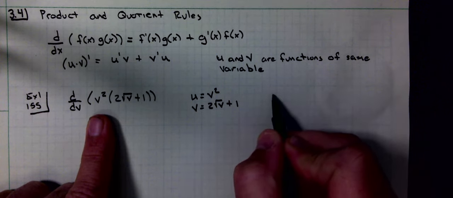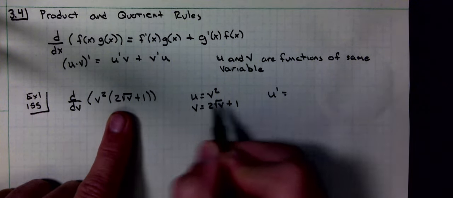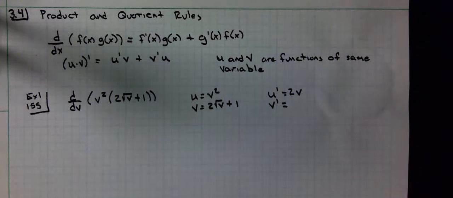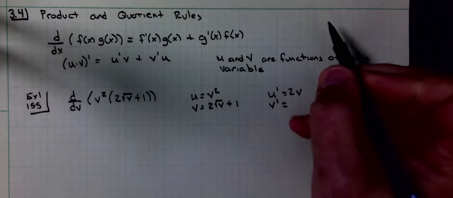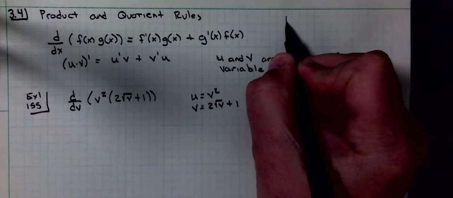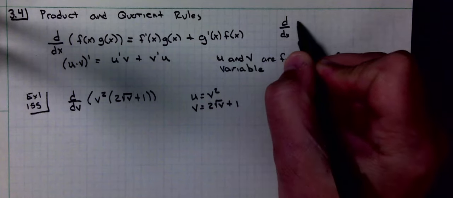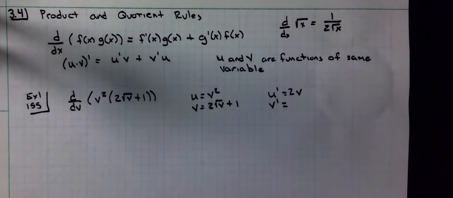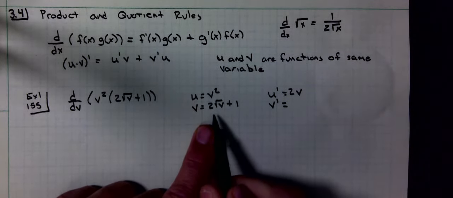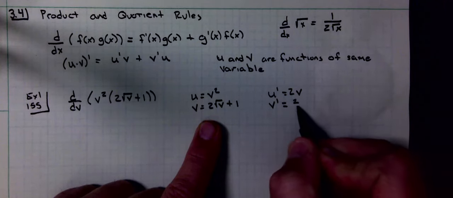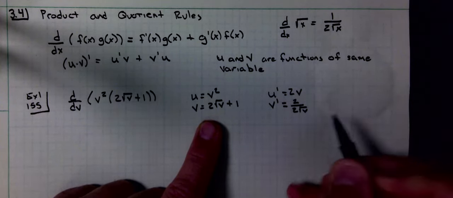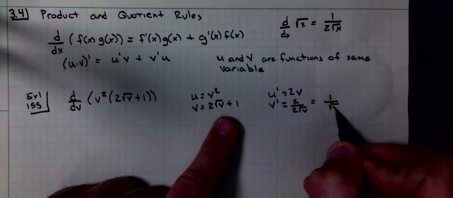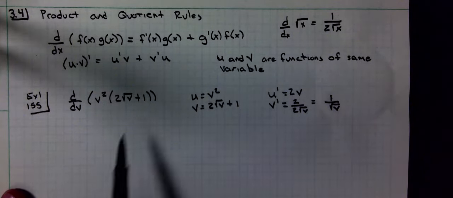My derivative of u is 2x, my derivative of v. A reminder that right up here on the right, d over dx of root x. So in that case, I'm going to get 2 over 2 square root of x plus 0, which is just 1 over the square root of x. Now I can use the formula.